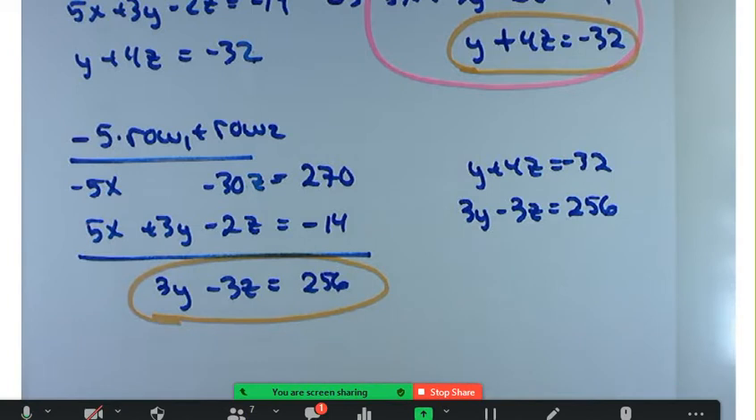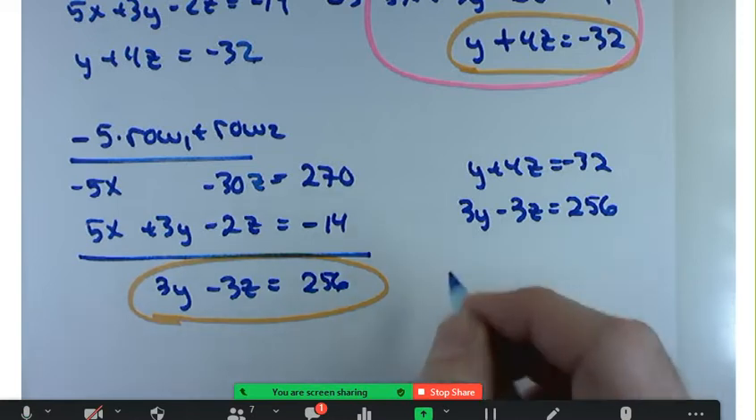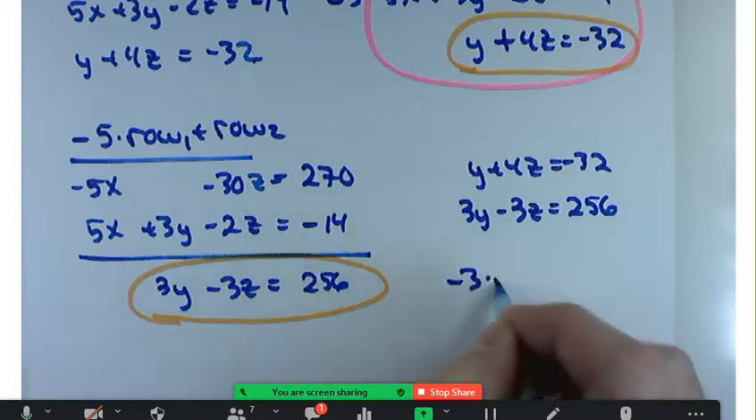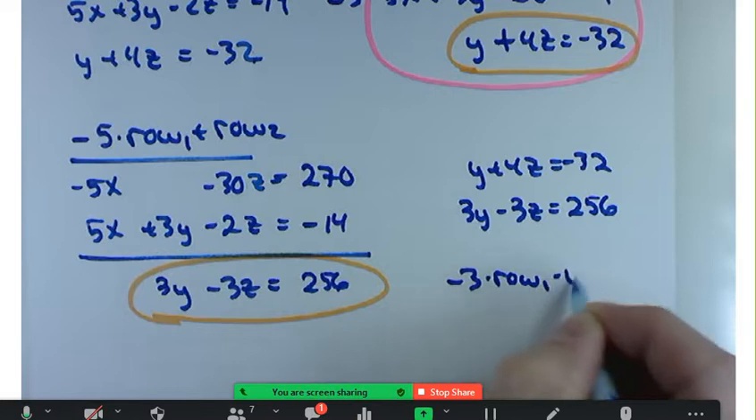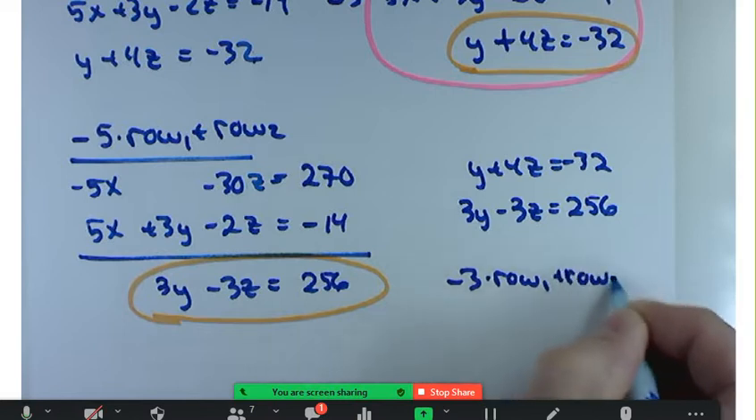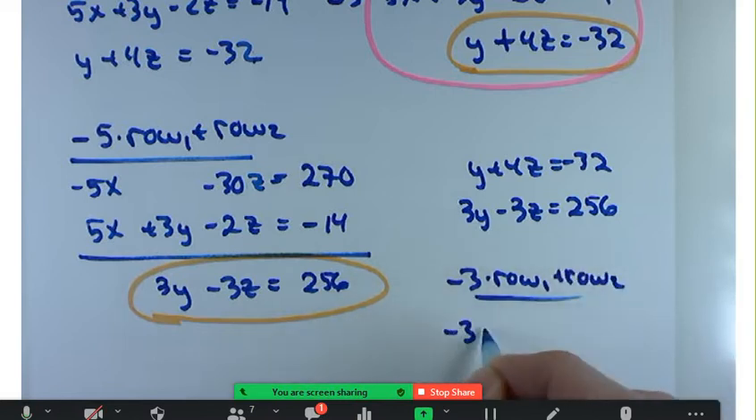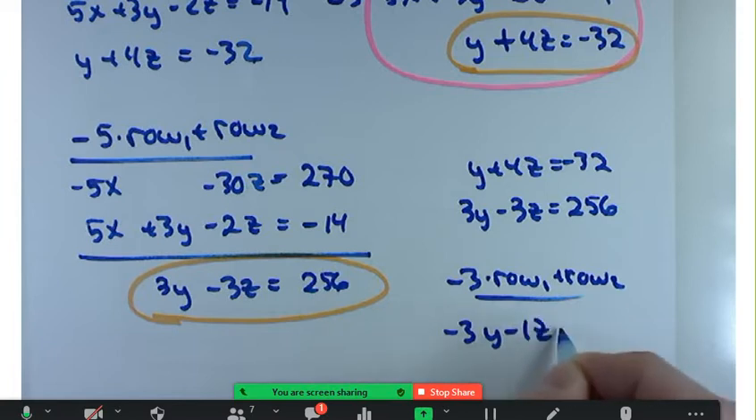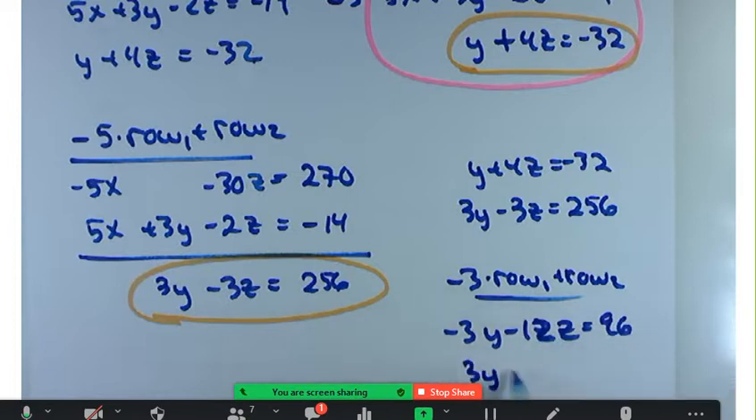What about you? Is there a quick way to solve this with the addition method, William? Multiply the top row by -3. Perfect. So -3 times row 1 added to row 2 is going to look like this. -3y minus 12z equals 96. And then 3y minus 3z equals 256.